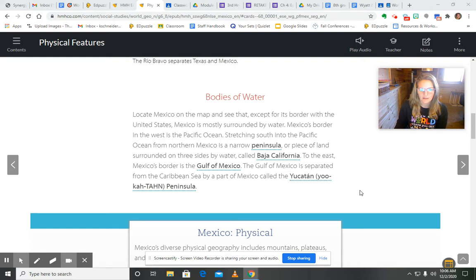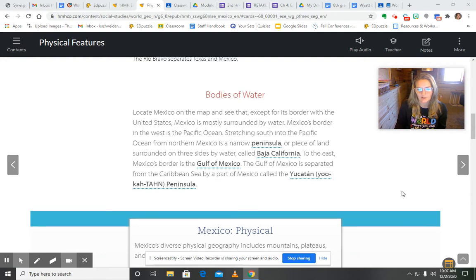It says locate Mexico on the map and see that, except for its border with the United States, Mexico is mostly surrounded by water. Mexico's border in the west is the Pacific Ocean. Stretching south into the Pacific Ocean from northern Mexico is a narrow peninsula, and this is called Baja California. We talked about this in the vocabulary. To the east, Mexico's border is the Gulf of Mexico. The Gulf of Mexico is separated from the Caribbean Sea by a part of Mexico called the Yucatan Peninsula.